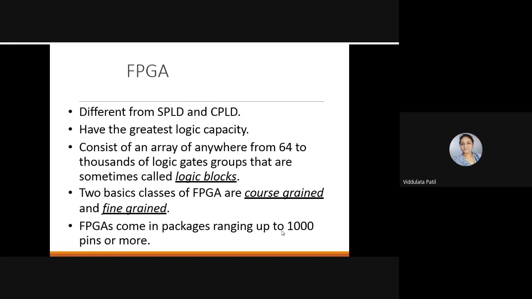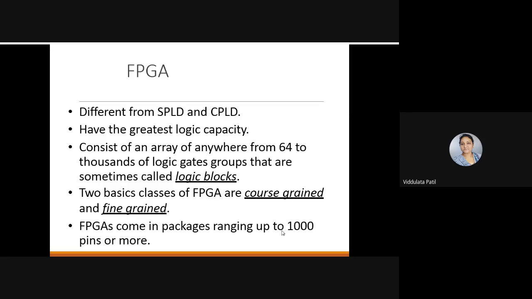In the next session we will discuss in more detail all these PLDs. This is just the basics of programmable logic devices. In the next unit we are going into detail about all these devices.